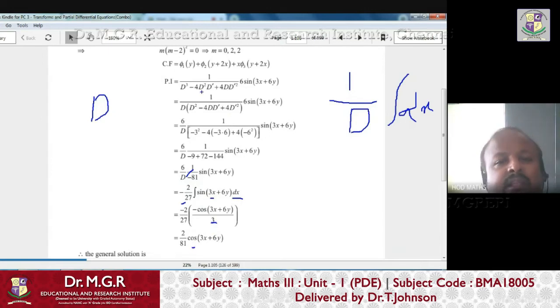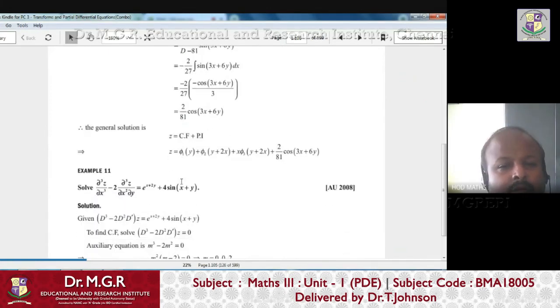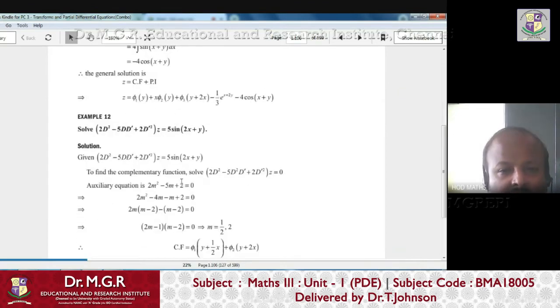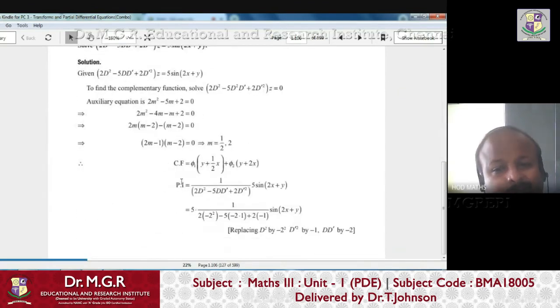So here the important thing is, if it is not in d square form, we have to make it in the d square form, and then we have to solve it. There are several problems like this, and you can work them out on this.